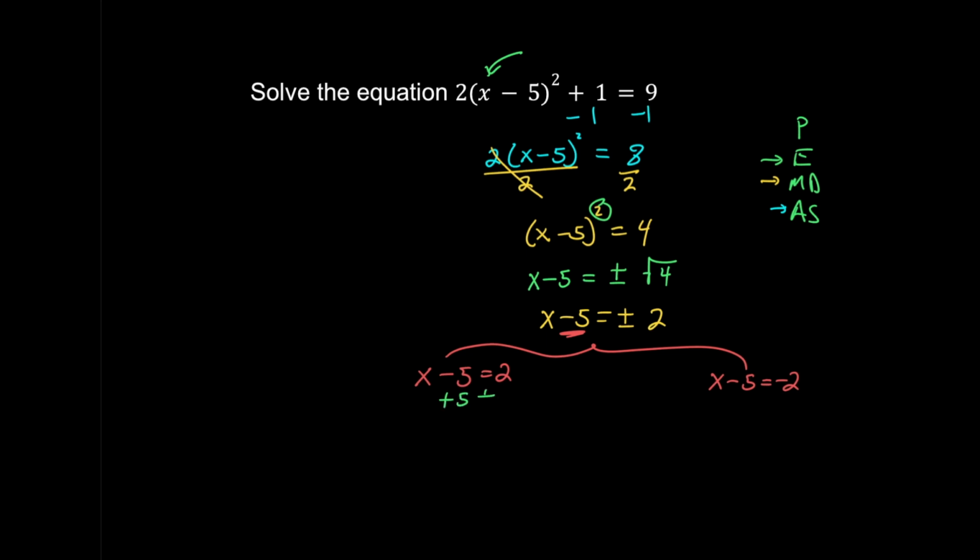So add 5 to both sides, and x will equal 7 as one of the answers, and add 5 to both sides, and x will equal positive 3 for the other answer. There we are.